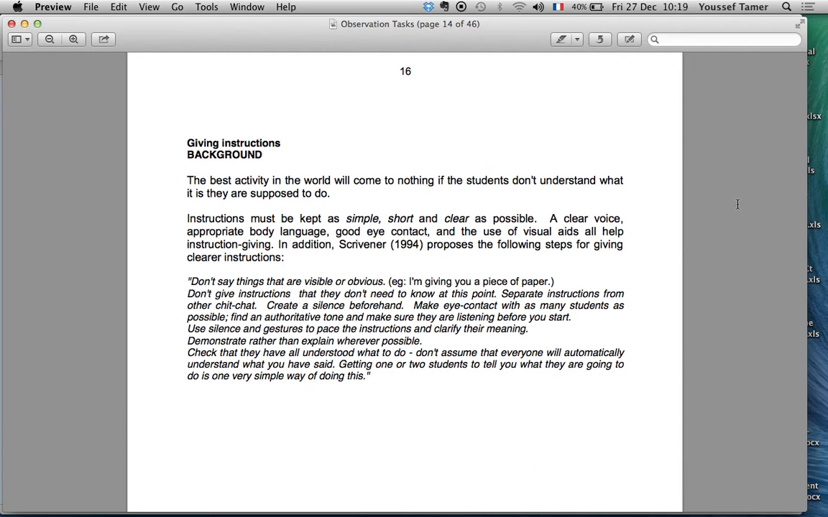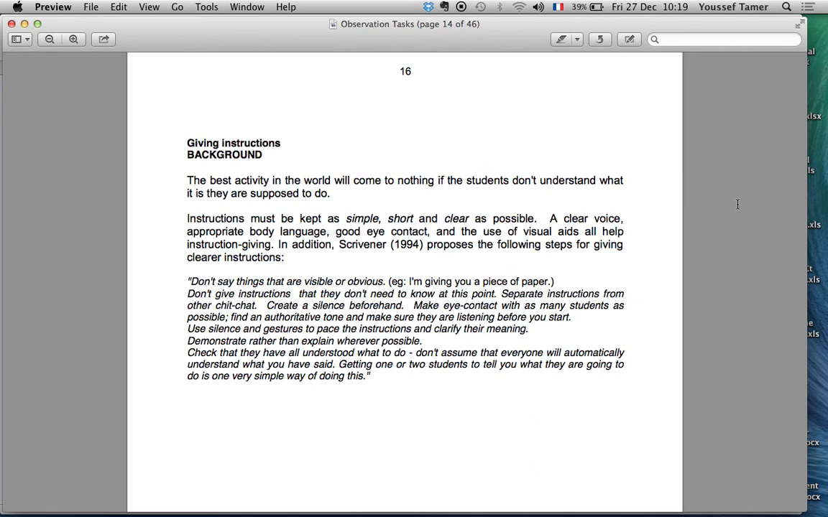So you know that instructions is also a very sensitive area. Just to refresh our minds about the role of instructions, we have something in here. Instructions must be kept as simple, short, and clear as possible. A clear voice, something that usually teachers don't rely on, don't pay attention to. Use a clear voice, etc. Appropriate body language, good eye contact, and the use of visual aids all help instruction giving.